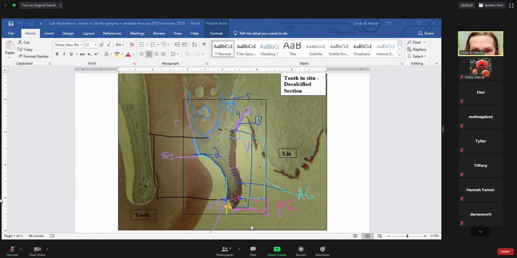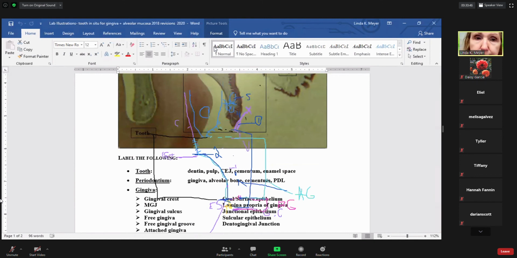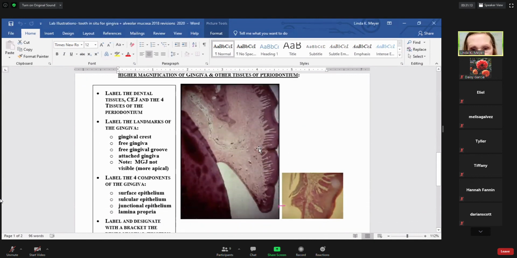So let's go to the second page and look a little bit more at the blow-ups here. So we're taking the area that's in the black box and blowing it up on the second page.